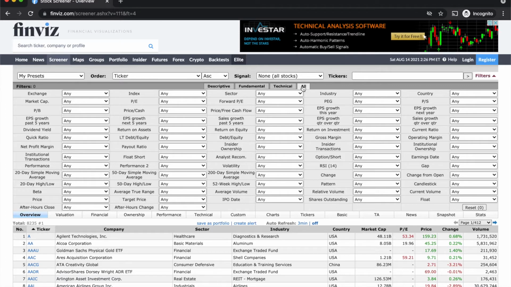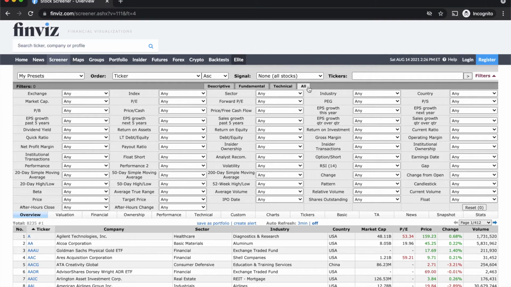I will be showing you step by step how to narrow down to the stocks which are good dividend investment opportunities, and you can simply follow these instructions. So once I'm on the all tab, I can see a lot of settings here.